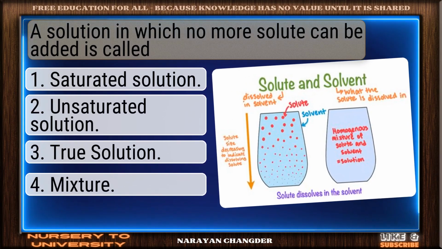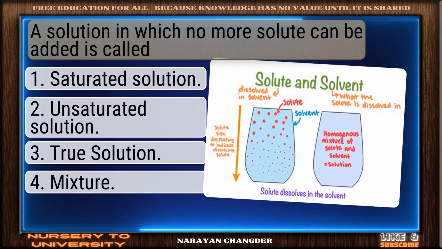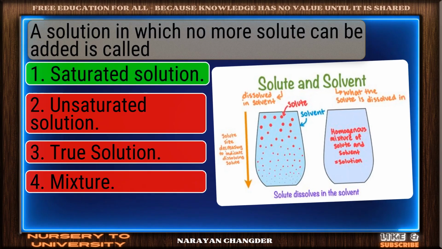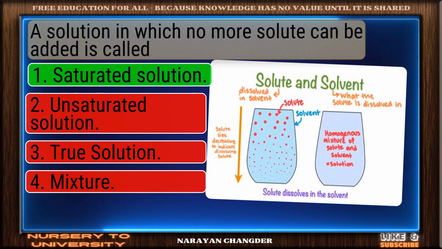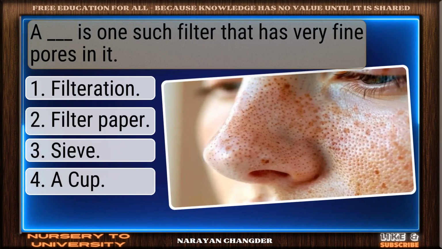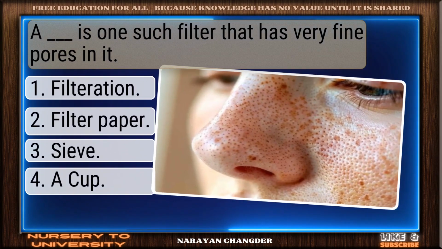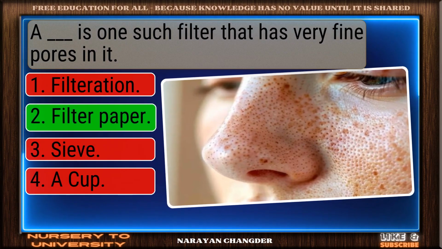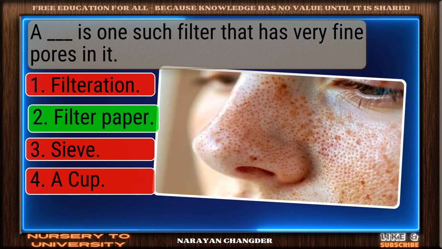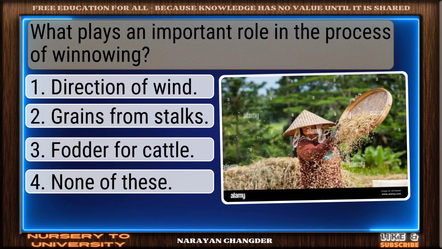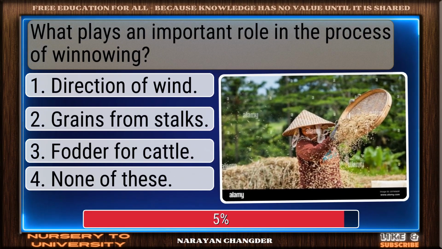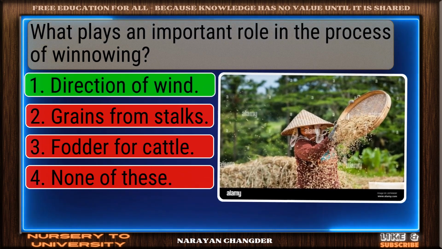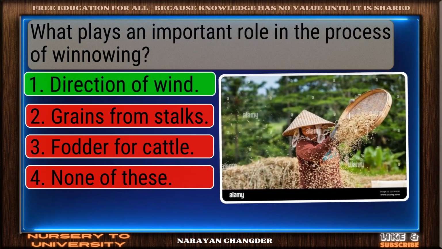A solution in which no more solute can be added is called. Correct response. Saturated solution is the most accurate answer. A dash is one such filter that has very fine pores in it. Well done. Filter paper is the right choice. What plays an important role in the process of winnowing? Excellent. Direction of wind is a brilliant choice.